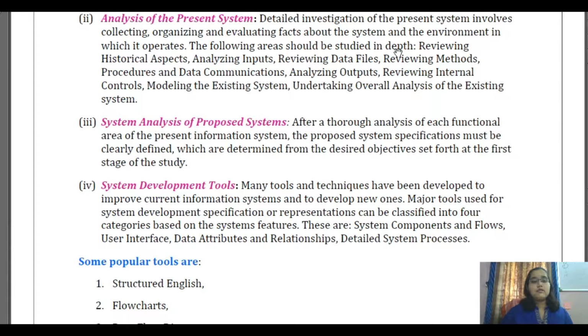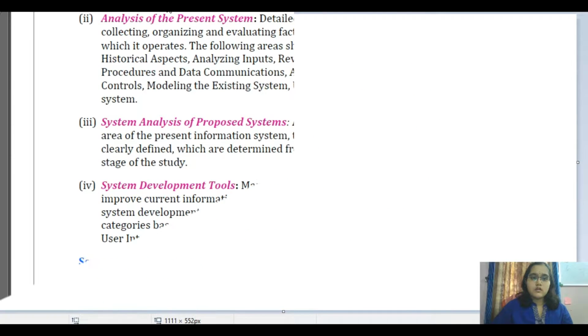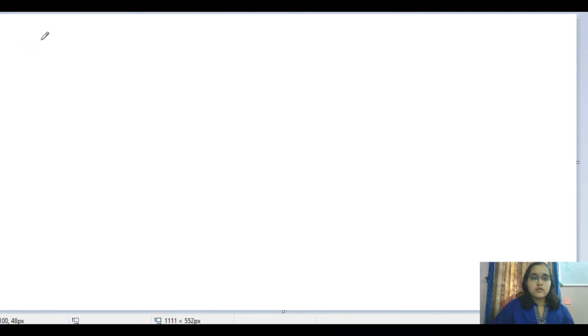Then let us now see what are the different types of system development tools available and how they are classified. Various tools and techniques are used for development of a system. We'll see what those tools and techniques are. But first the question comes, why do we need these tools and techniques? Because these tools and techniques help us to analyze the system, right?